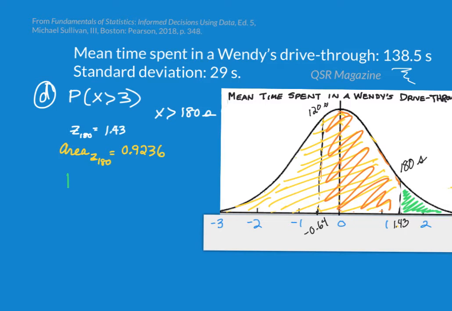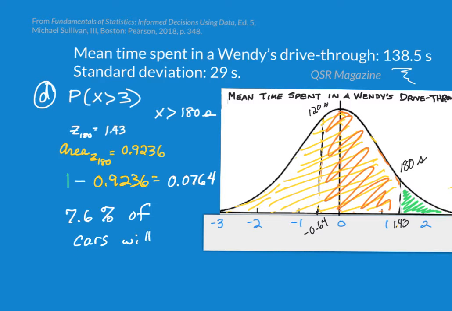The area under the curve is 1. So if we take 1 and subtract the area to the left of that z-score of 1.43, it equals 0.0764. So about 7.6% of people, or of cars, will spend greater than 3 minutes in the drive-thru.